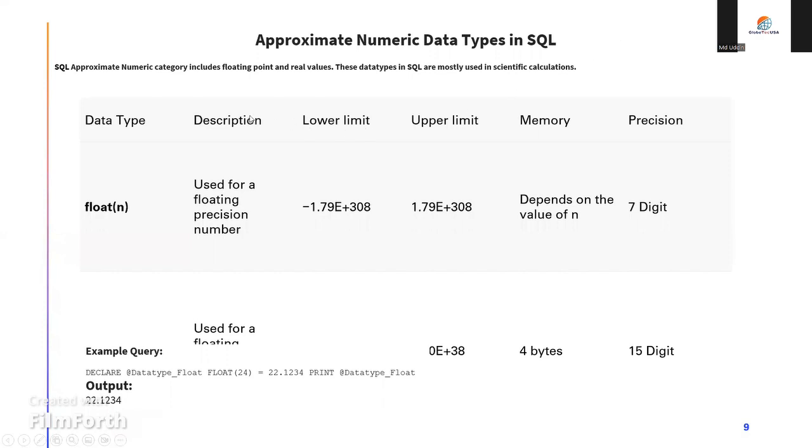So approximate numeric data types in SQL are float, and this is used for floating precision numbers like minus 1.79e, and this kind of numbers we'll be using. It depends on the value of n, and is a 7-digit number. So here you see float 24. We declare the data type float, we are saying float is 24, and then we put equal 22.1234.